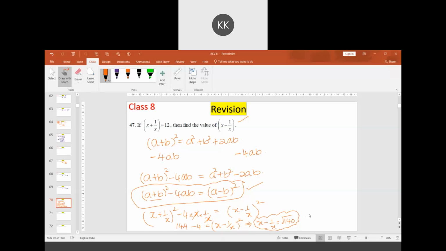Understood? Sir, in the question they have not given square, sir. X minus 1 by x whole square. Sir took root of... root of 1.